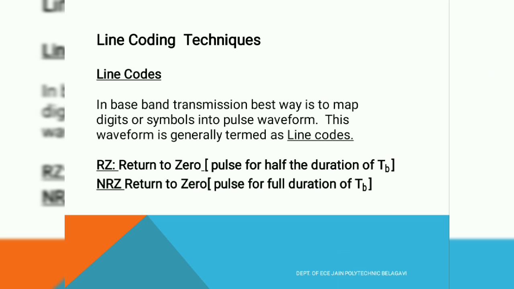Okay, so it is known as line coding. In line coding there are two types. Return to zero, RZ format, means the pulse lasts for half the duration of the time TB. Non-return to zero means the pulse lasts for the full duration of the time TB. The pulse occupies the full duration of time. Return to zero, RZ, means the pulse occupies half the duration of the time TB.